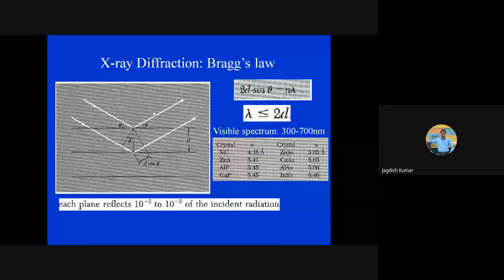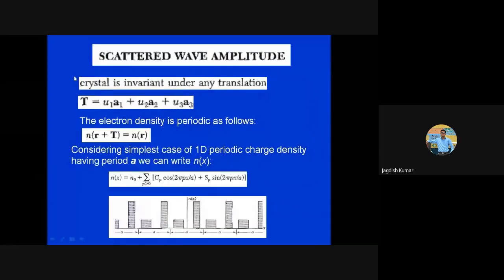So in real space, we can construct the whole lattice according to this rule. Let us begin with U1, U2, U3 being 0, 0, 0. So there is one lattice point. Then at 1, 0, 0, there is another lattice point after a distance A, then 2, 0, 0. So this is the rule which can construct the real space lattice.